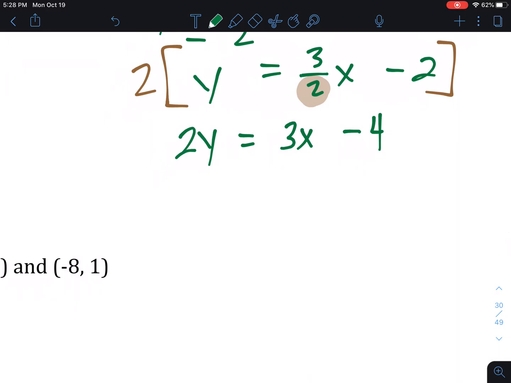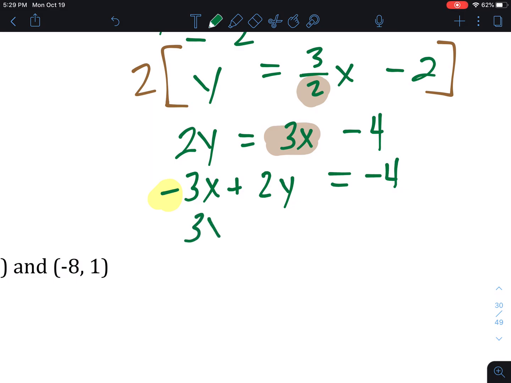3x is not allowed on the right side, so we're going to move it to the left. We're going to subtract 3x equals, and one more little detail right here. A is not allowed to be negative, so we're going to change the signs of everything, dividing everything by -1. And there it is, standard form.